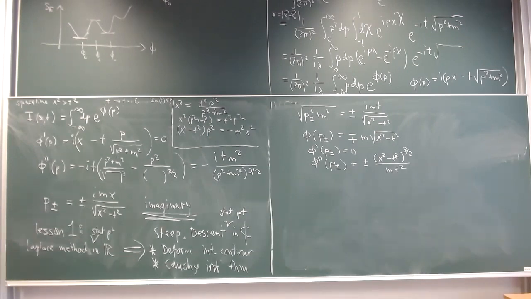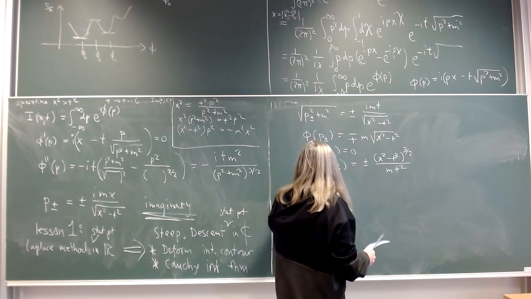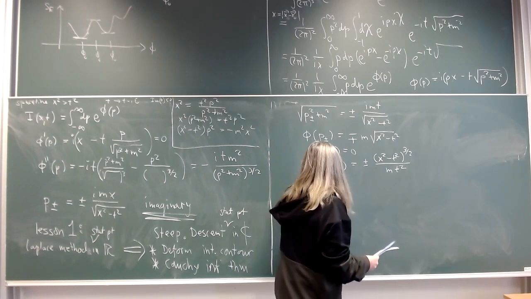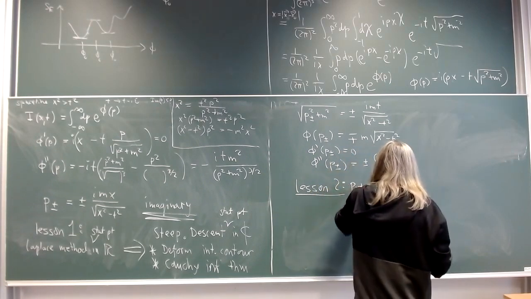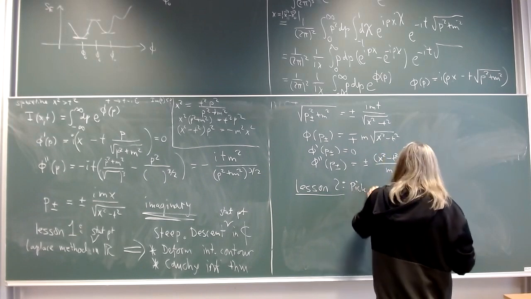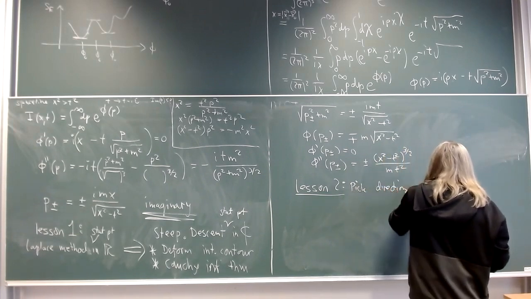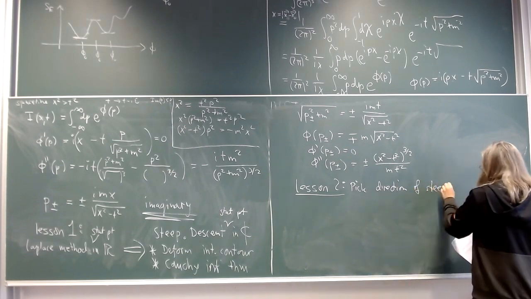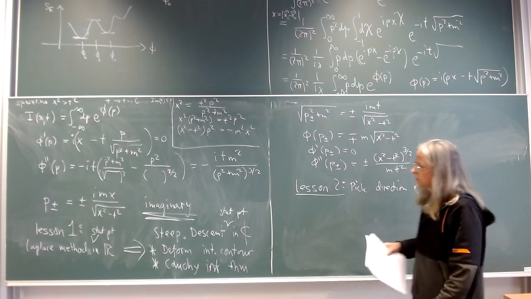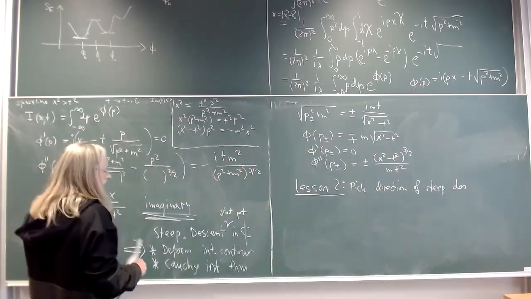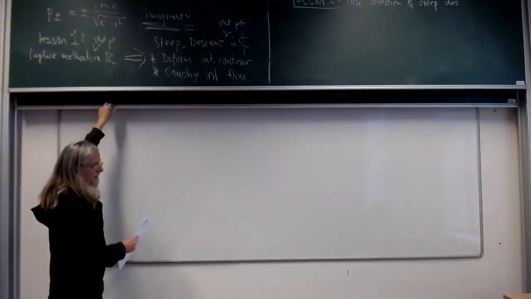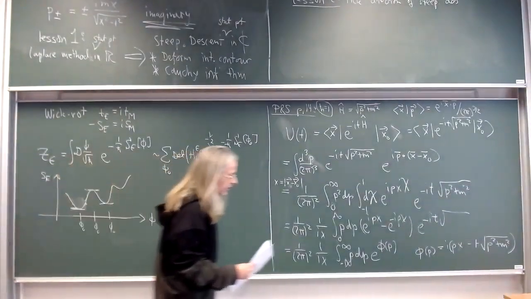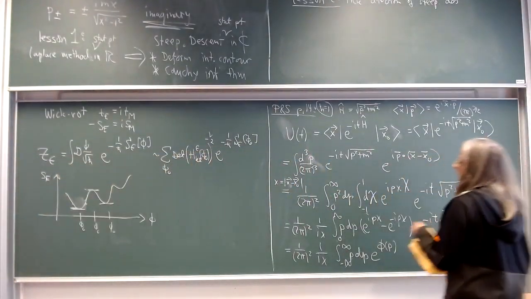The other thing, lesson number 2, is that we should pick a direction of steepest descent. So the idea is basically, yeah. Maybe before we get to that, let's just make sure that everybody is on the same page about a quadratic function.